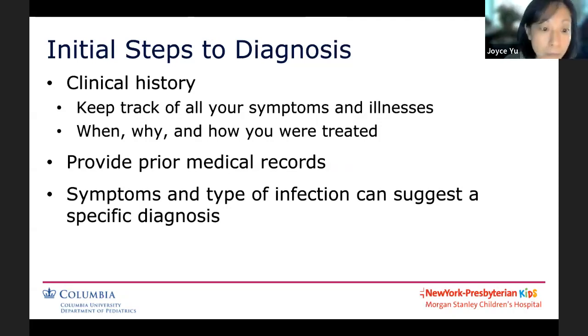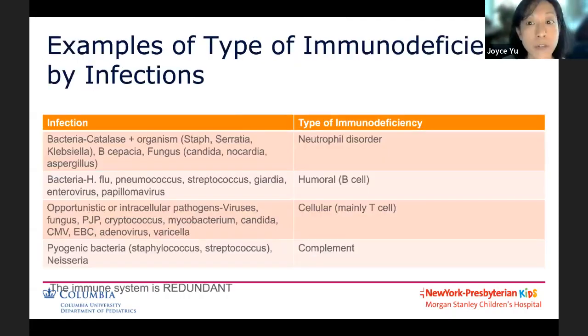And how is that? Well, if you're looking at examples of types of immunodeficiency by infections, for example, someone could say, I got several infections with staph, or I had infections with this particular type of fungus. By having a history of these types of infections, it may indicate that you have a problem with your neutrophils. Someone may say, hey, I got lots of streptococcal infections, I had a couple of enteroviral infections. Could this be a problem with my B cells, or my humoral or antibody compartment? If you had infections with, for example, PJP, pneumocystis, or certain types of viruses, that may suggest a particular type of immune deficiency with your T cells, and so on and so forth.